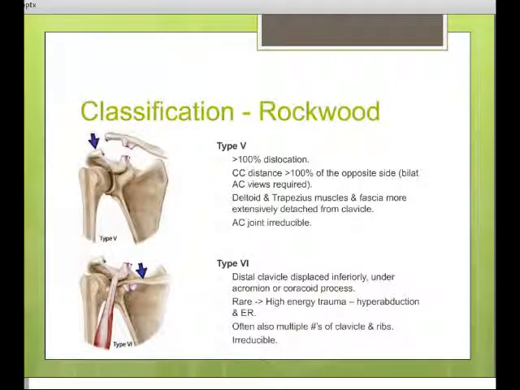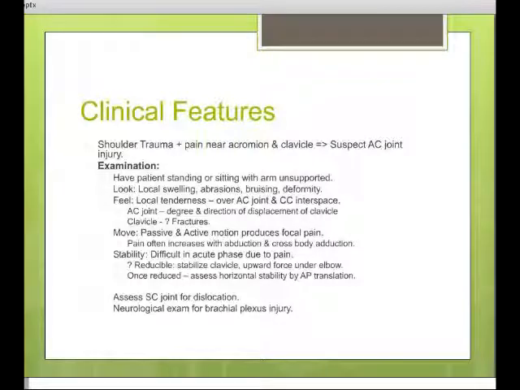Clinical features. With shoulder trauma, pain near the acromion and clavicle, we always need to suspect an AC joint injury. On examination, we should have the patient standing or sitting with the arm unsupported, and that will allow gravity to pull the arm down and see if the scapula drops.